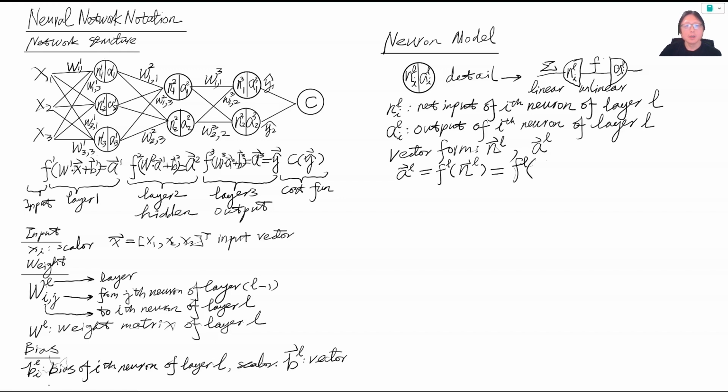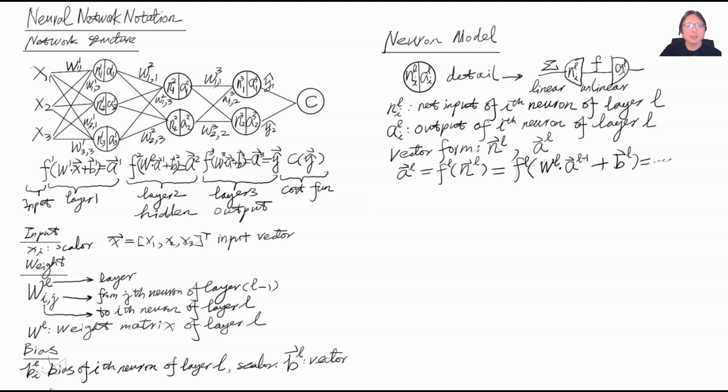And you can see that N, as we already know, is a weighted combination of the output of the last layer. So this calculation can go on and on until the beginning of the input of the neural network model. And the relationship, as I just mentioned, is A equal to F of N.